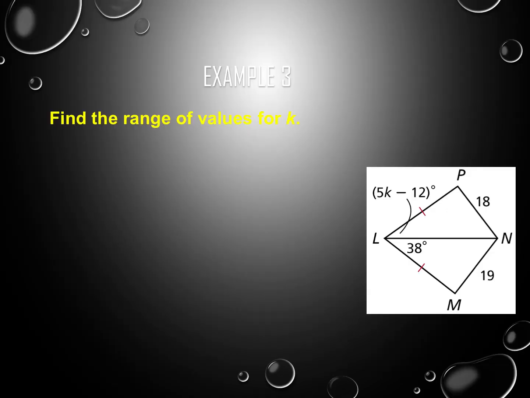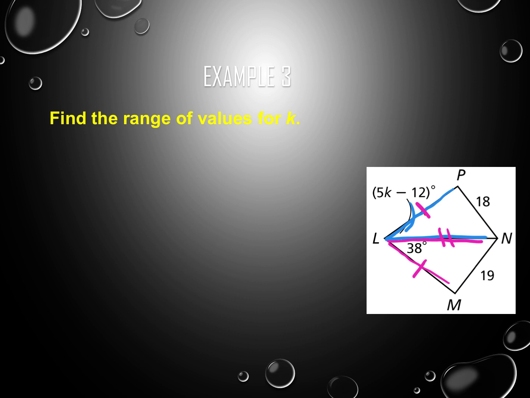For the last example, it wants us to find the range of values for K. So here what I'm going to do is outline the two angles that it's referring to. So we have this one right here, which is the 5K minus 12. And then I have the other one, which is the 38. And what I'm looking for is the congruency marks, so I can see that this side and this side are congruent, and then they have the reflexive side that they share.